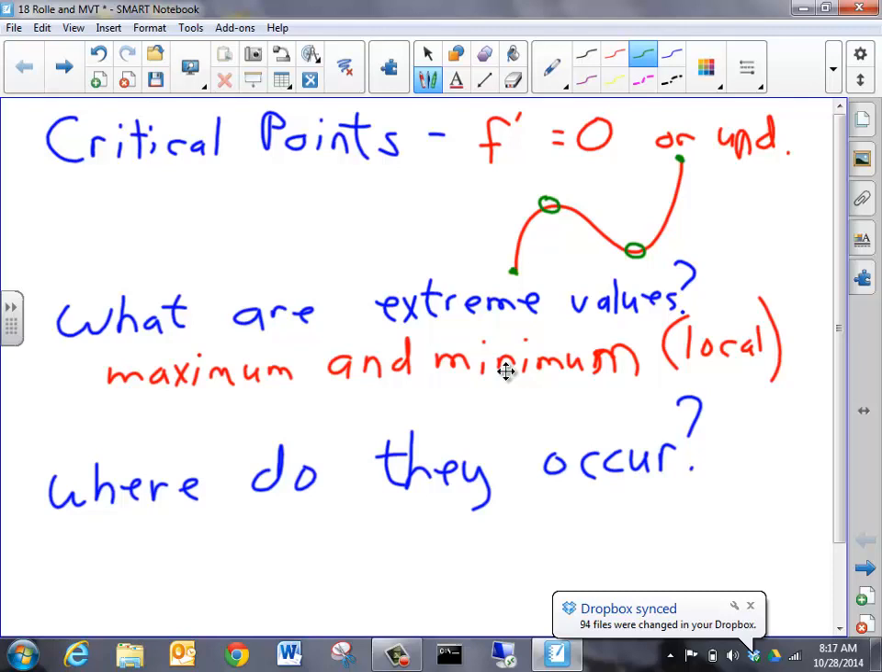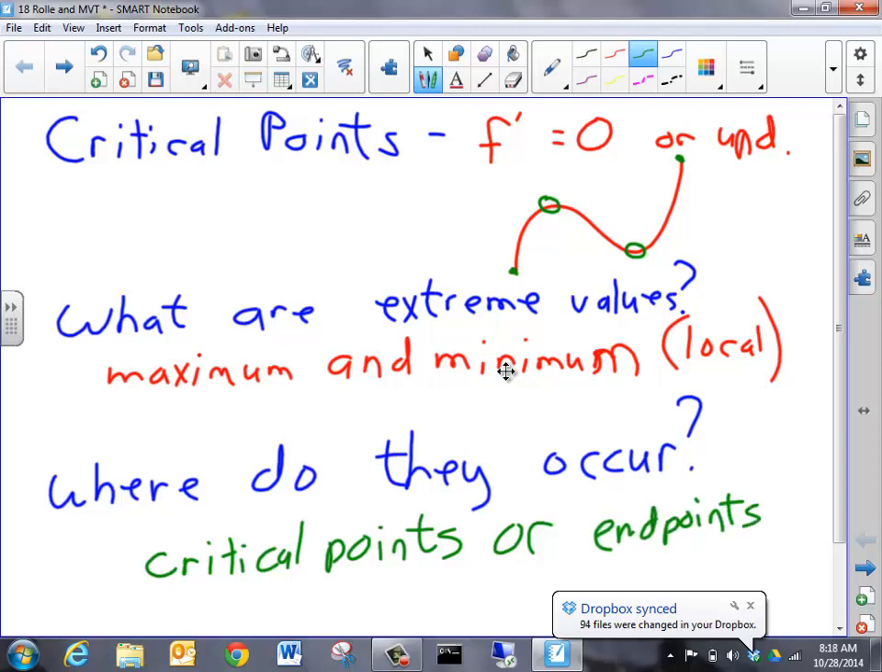Now, where do extreme values occur? Two places. Okay, one is called critical points. They occur at critical points. Or where else can they occur? If it changes direction, that's a critical point. There's one other place that we talked about they could occur. Critical points and end points. Very good. End points, okay? So we've got those two things that we need to worry about for extreme values.